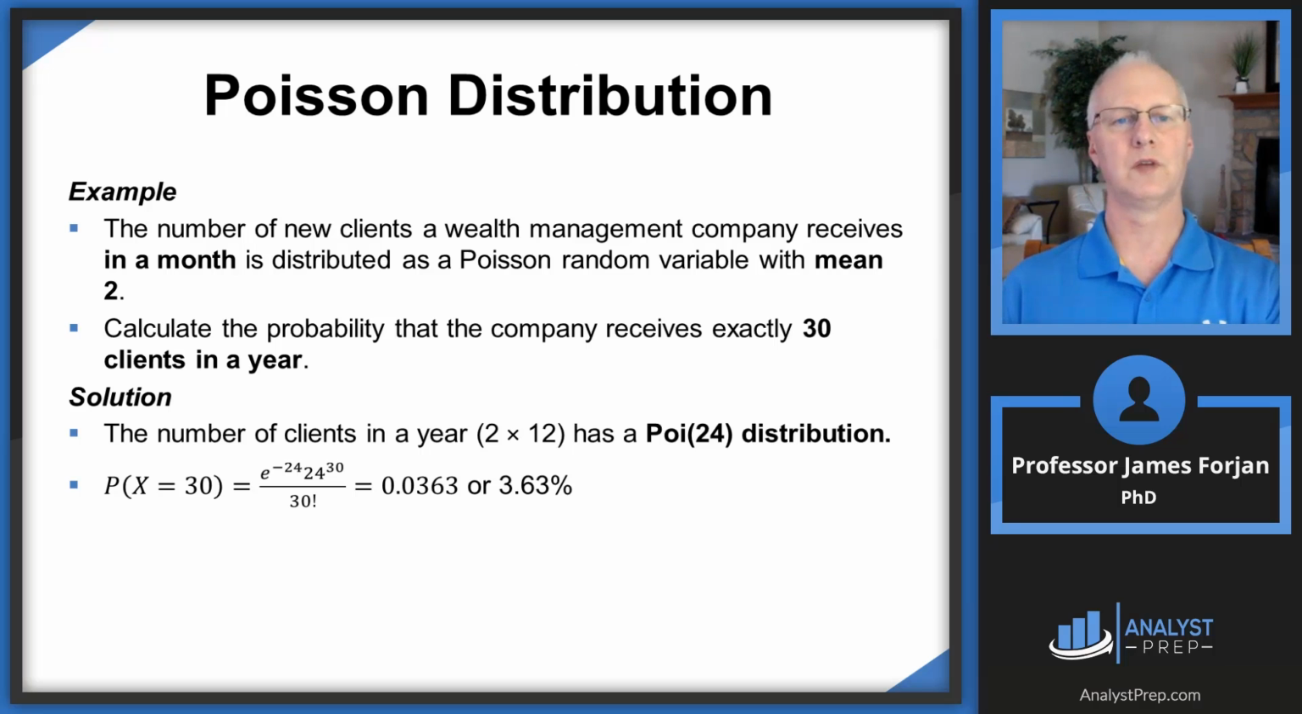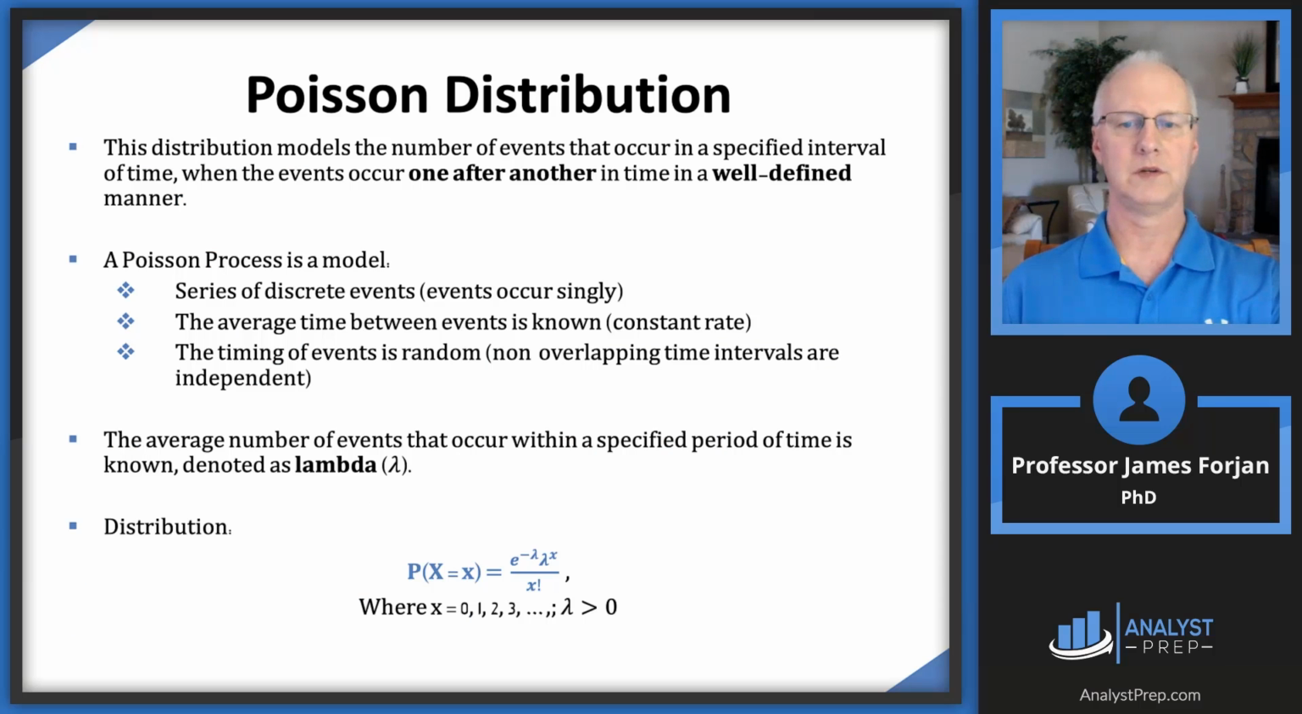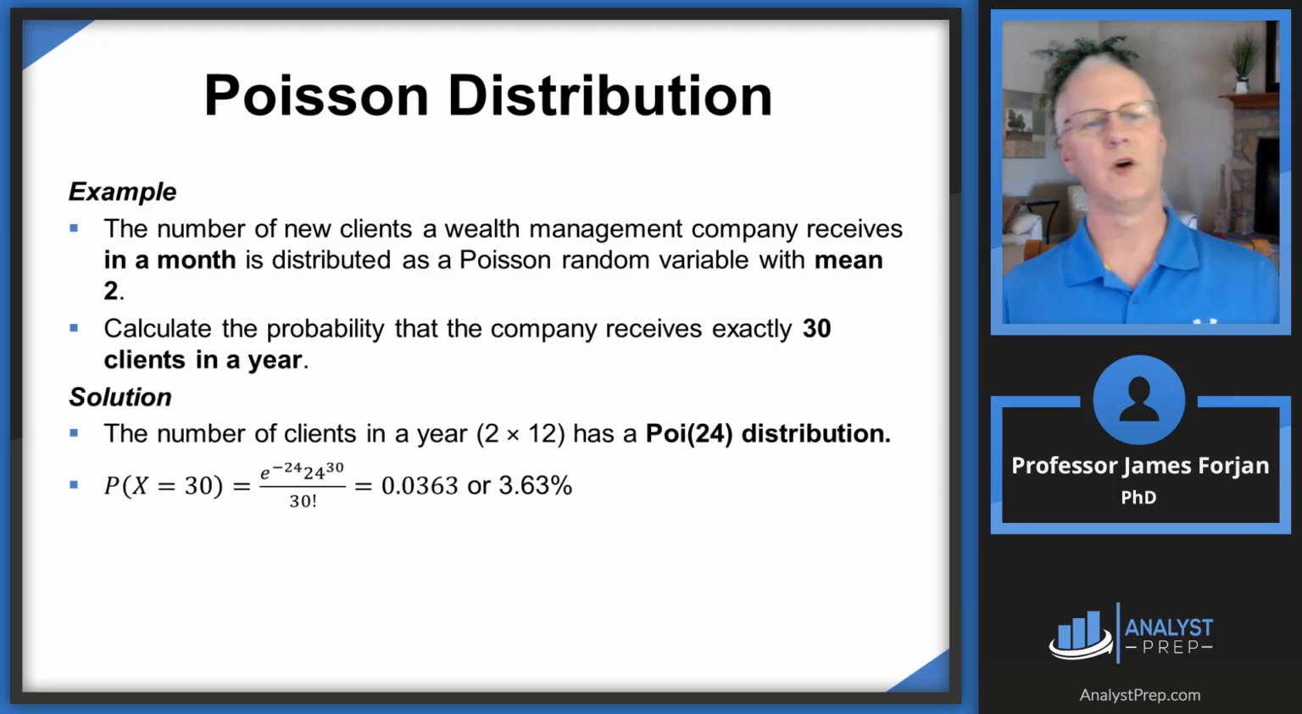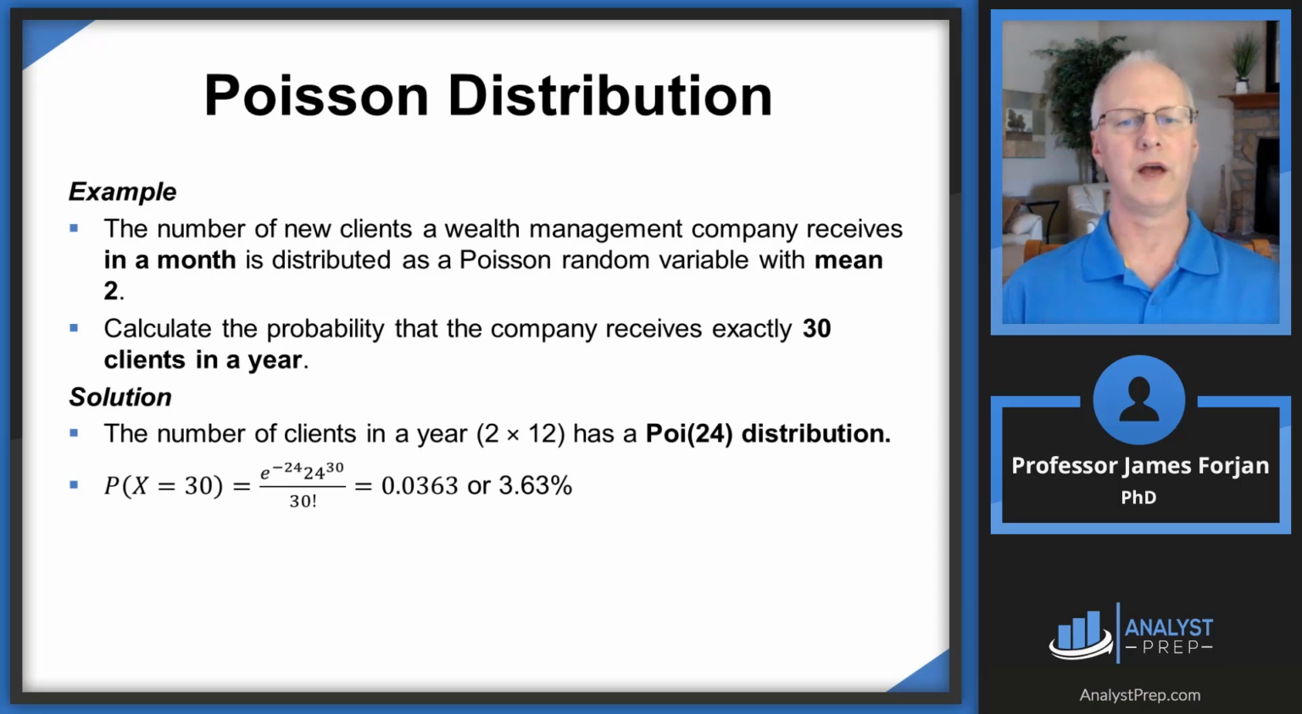So the question is, calculate the probability that a company receives exactly, that's important, exactly 30 clients in a year. The two relevant variables in this process are the x and the lambda. So we're going to come back here. So we've got this 24 distribution over 30 clients a year. We're going to divide by 24 factorial.